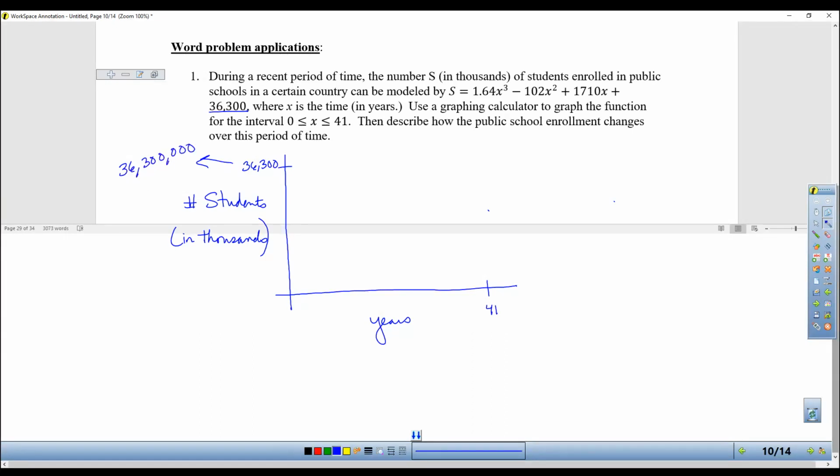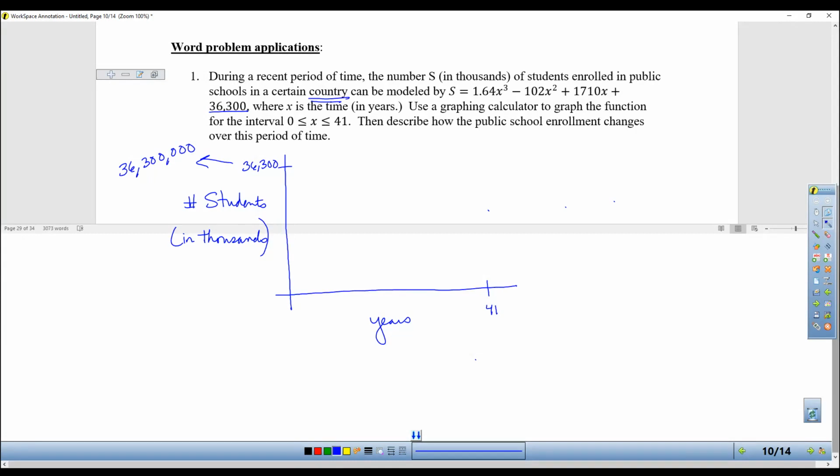So this is a very challenging problem because it says students in thousands, and then you see thousands. But remember, it's the number of students enrolled in a public school in a certain country. So it makes sense that there are millions of students. And just to show you how easy a mistake this is to make, the answer in the back of the book missed the thousands. So they gave the final answer in thousands instead of, it turns out that it ends up being over 1 million.